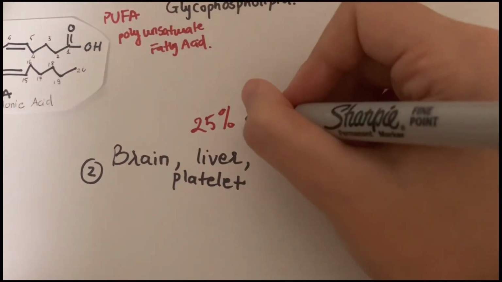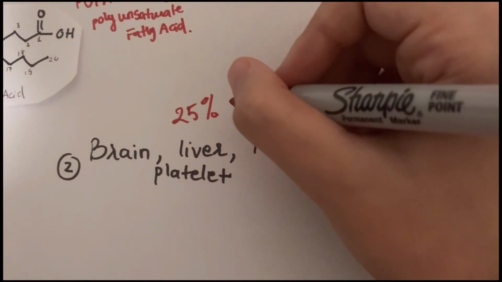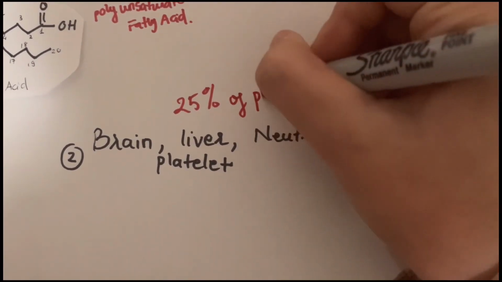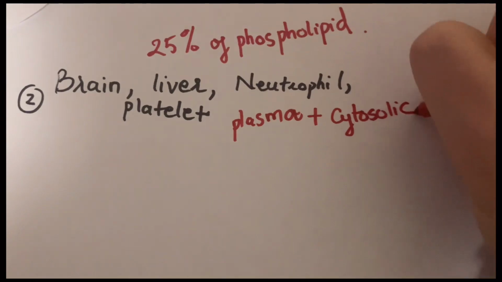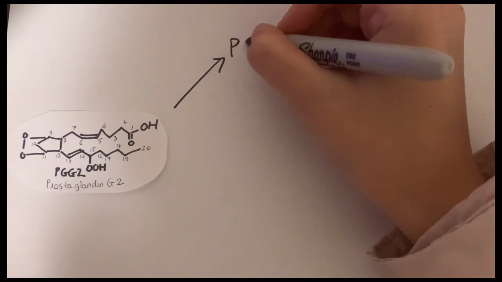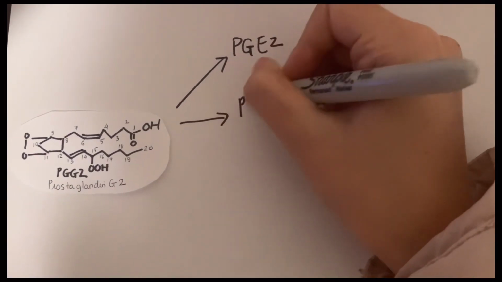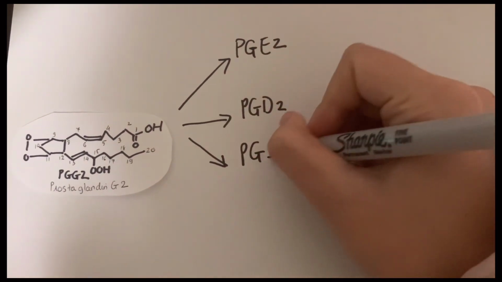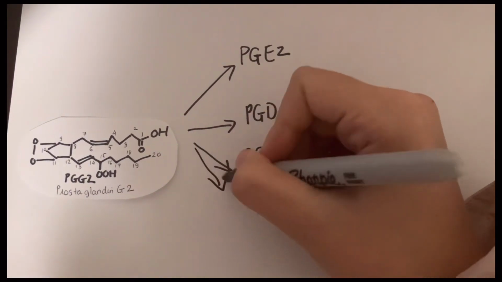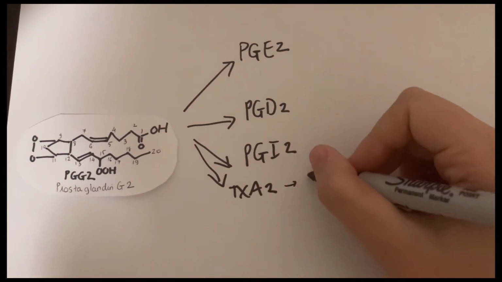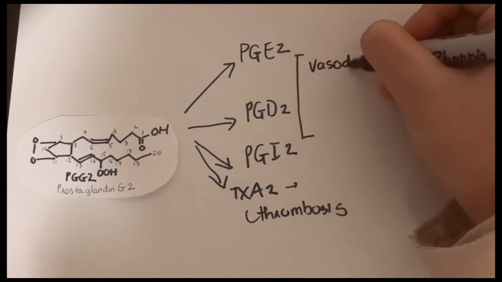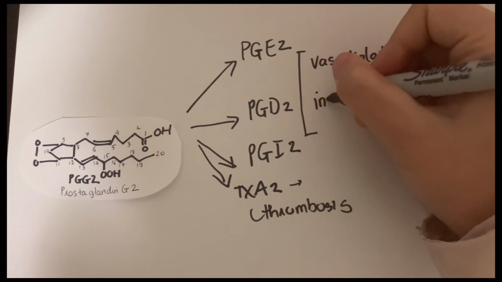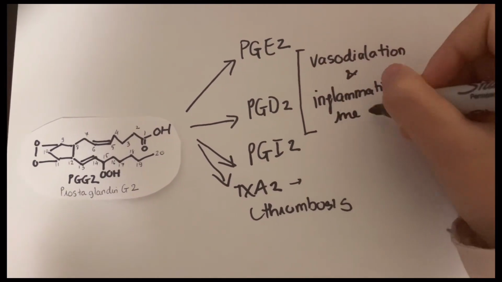25% of phospholipids in brain, liver, platelets, and neutrophil cells contain arachidonic acid, and that includes the phospholipids in plasma and the cytosol. Prostaglandin G2 is also an important molecule in the synthesis of thromboxanes because it also gives rise to other derivatives, including prostaglandin E2, D2, and I2, and of course thromboxanes, which play an important role in thrombosis, and the other prostaglandins play an important role in vasodilation and inflammation mediation.